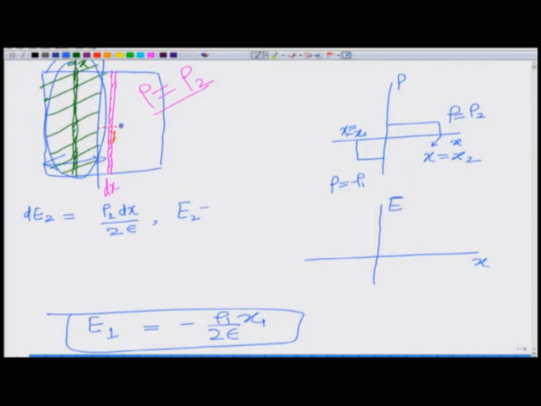And therefore, E 2 is, what is E 2? I am writing the electric field because of this much, which gives me an electric field towards the right. So, that E 2 will be, this is y, rho 2 times y divided by 2 epsilon.